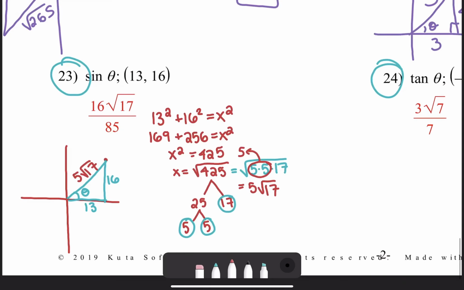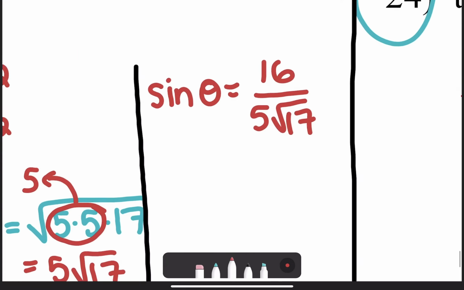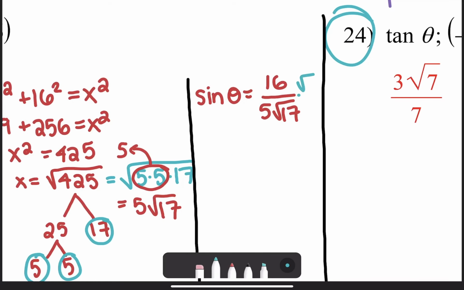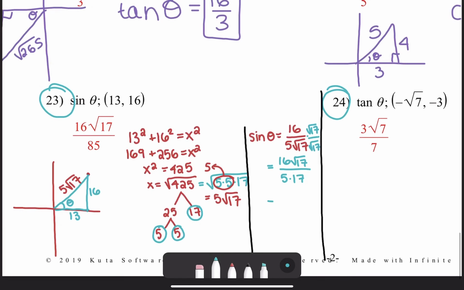Now, once you do that, what you're going to do is figure out what sine is. So sine is opposite over hypotenuse, so 16 over 5 square root of 17. We can't have a square root in the denominator, so what we're going to do is multiply by square root of 17 over square root of 17. So this becomes 16 square root of 17 all over 5 times 17. That 5 times 17 is going to give us 85. So there's our final answer.